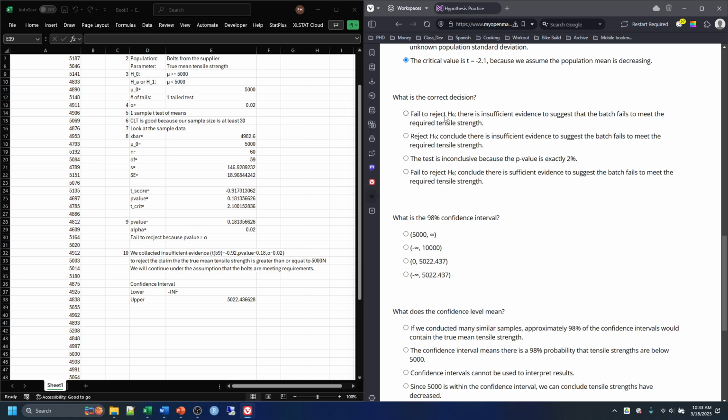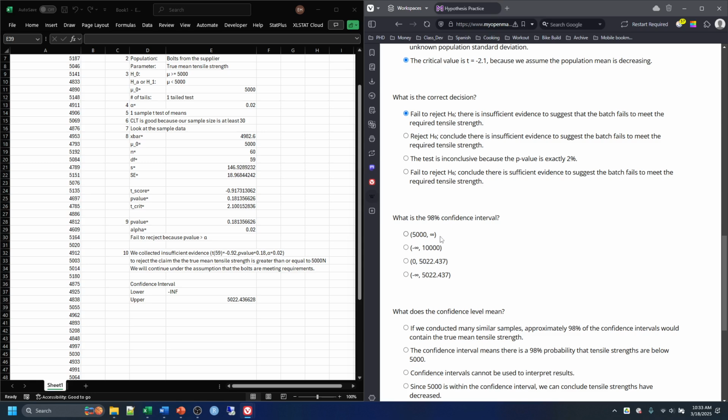And so that's going to be one of these two. If we do fail to reject, is there insufficient evidence to suggest that the batch fails to meet the required tensile strength? Or is it fail to reject, conclude that there is sufficient evidence to suggest that the batch fails to meet it? And it's like, nope, we don't have enough evidence to suggest that it's less than 5,000, or that it fails to meet the required tensile strength.